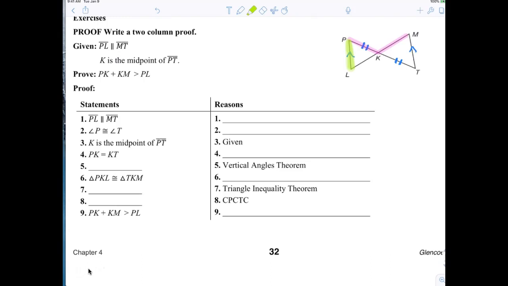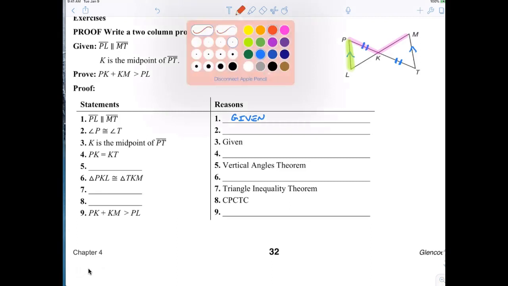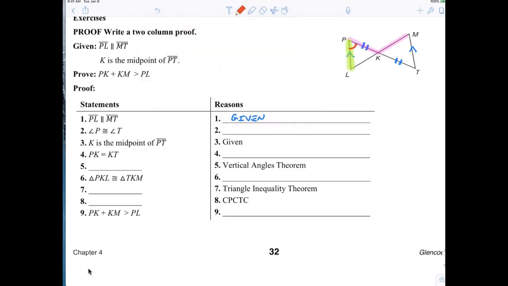All right, so here we go. Let's see what we can do. First off, it says PL is parallel to MT. That is definitely given. So let's go ahead and fill that in. Good, so somebody got 1 point correct. Now, why is angle P congruent to angle T? Yes, very good. Those are congruent because they are alternate interior angles. So alternate interior angles are congruent.